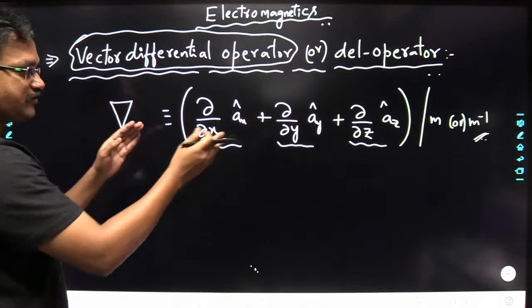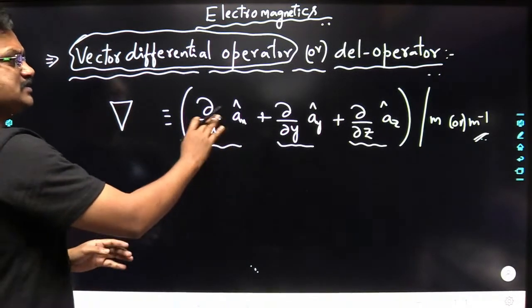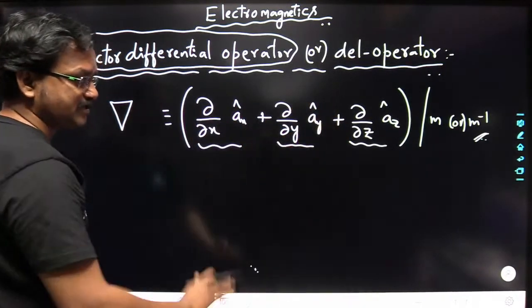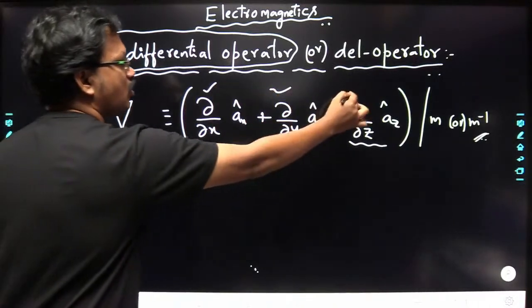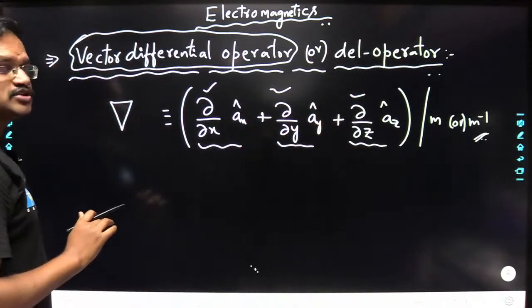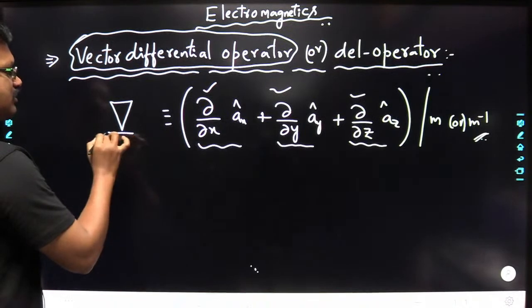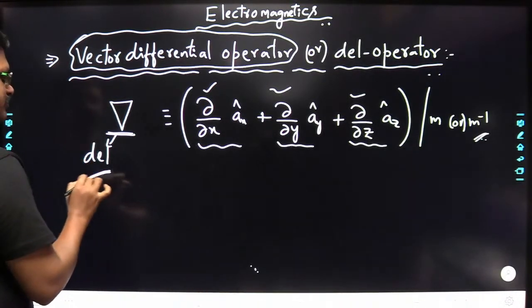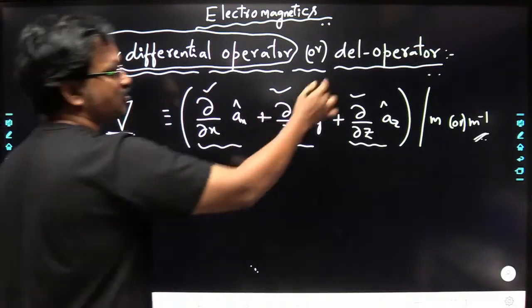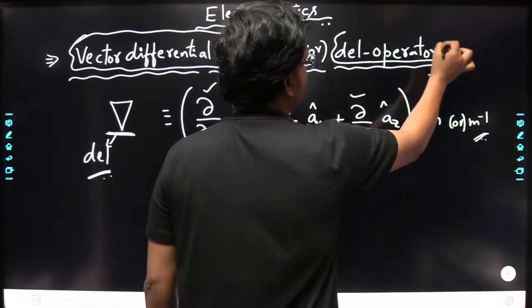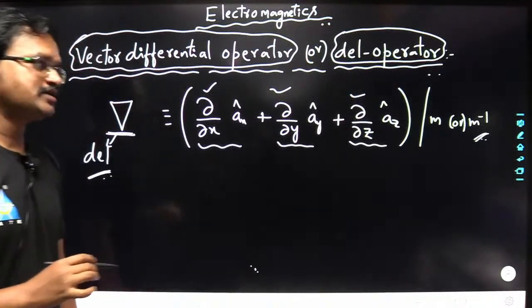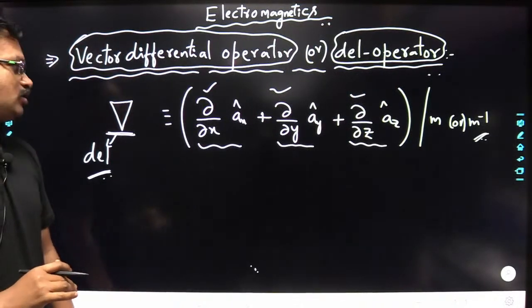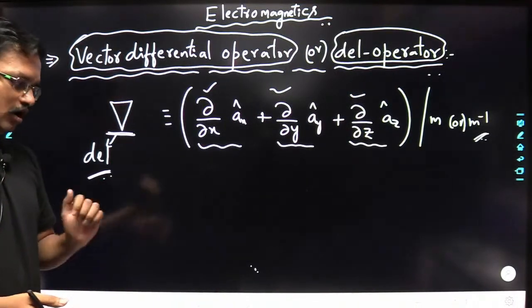right? So it is a vector, and it has differential operators, okay. So it is called a vector differential operator, and in general this symbol is called del here. We generally call this symbol del, and hence it is also called the del operator, right? Okay. So this is the vector differential operator here.